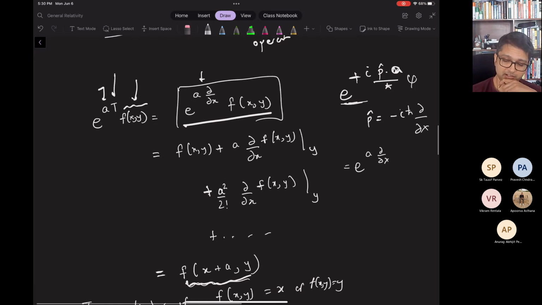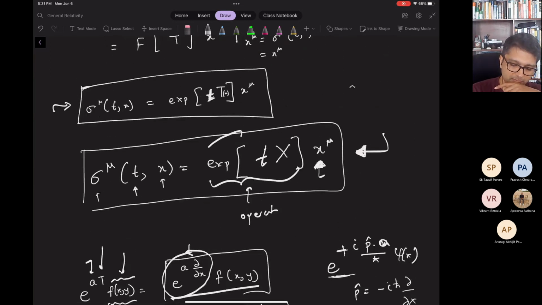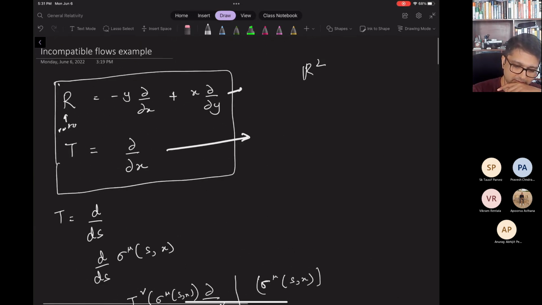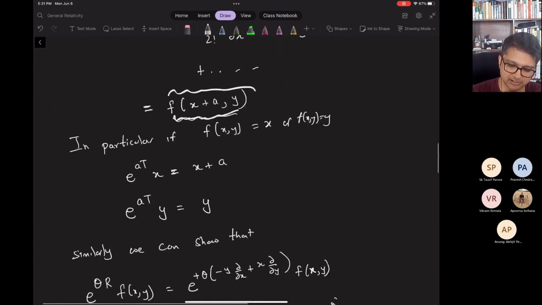So this operator acting on the wave function will take me to the wave function psi of x plus a. Any function on the manifold, whether it's a wave function or any other function, will get translated by this operator. So in the case where this is the translation operator in the x direction, it basically generates translations.